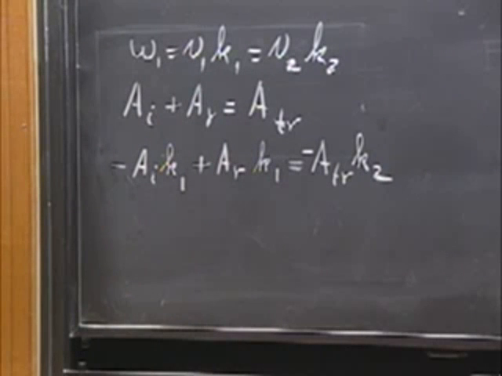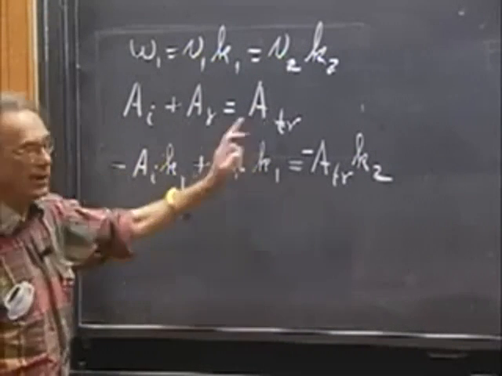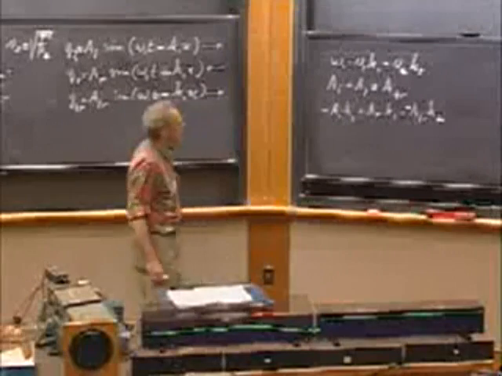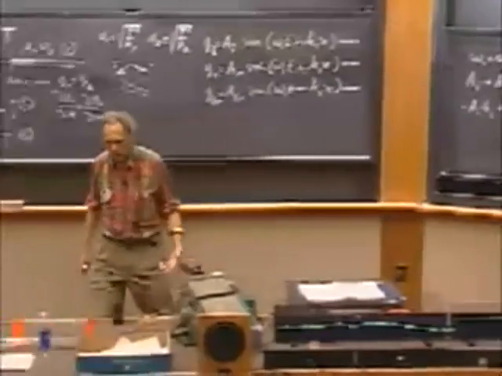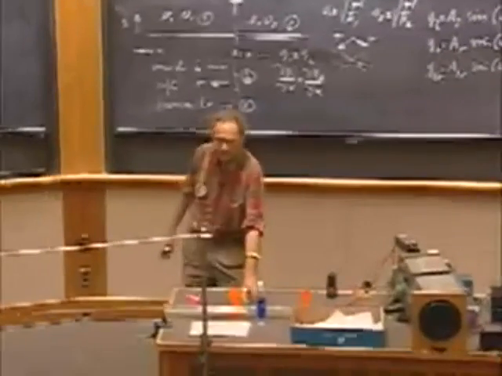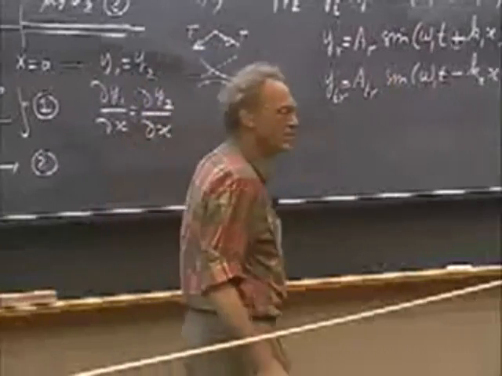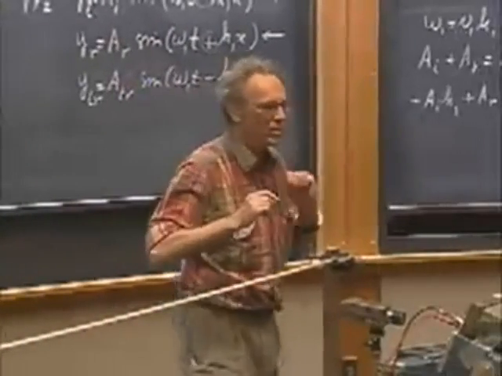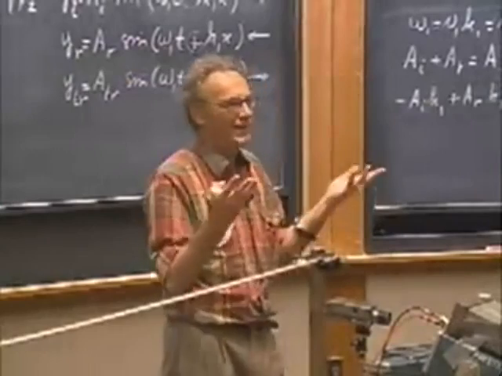So this is the second equation, and you could solve these two equations easily, except you have two equations with three unknowns. You have A of I, A of R, and A transmitted. And of course, you cannot solve two equations with three unknowns, but what you can find, that is the only goal I have, is the ratio of the amplitude of what comes in over what comes back. That's my whole goal.